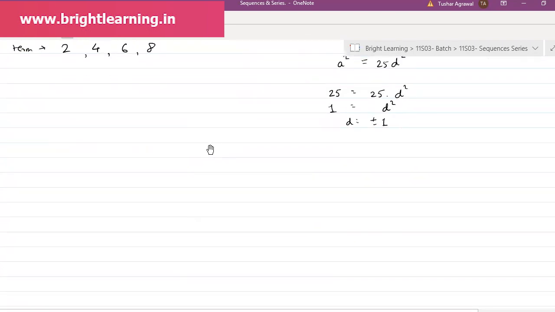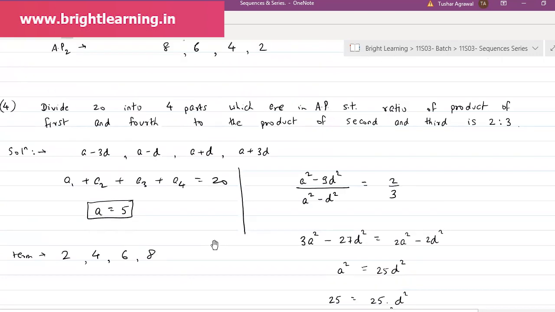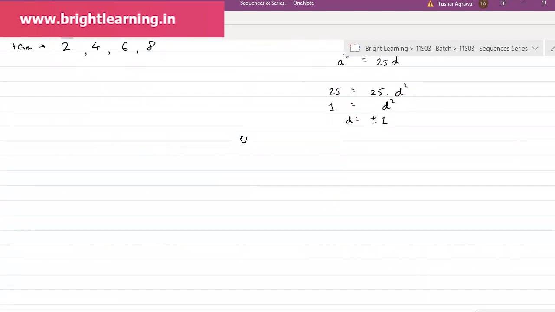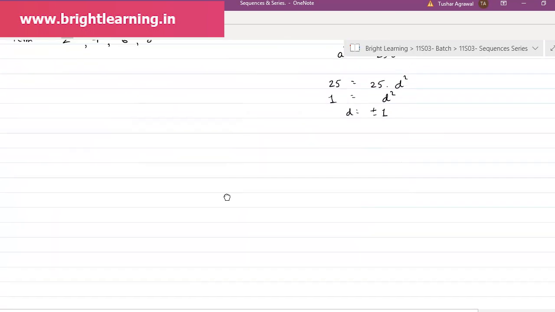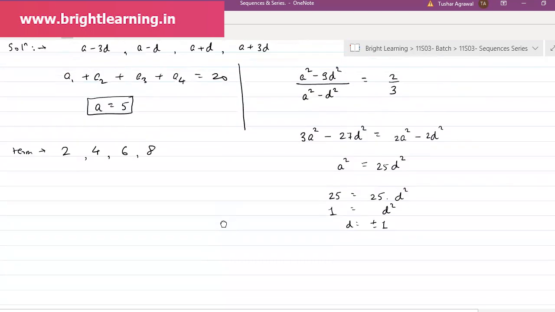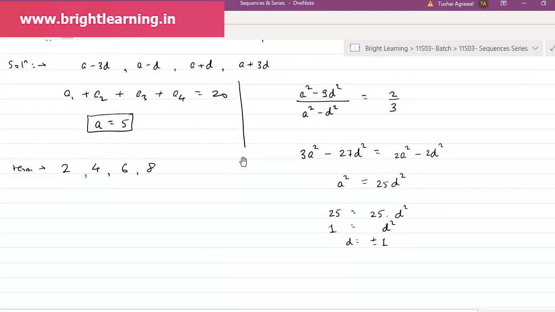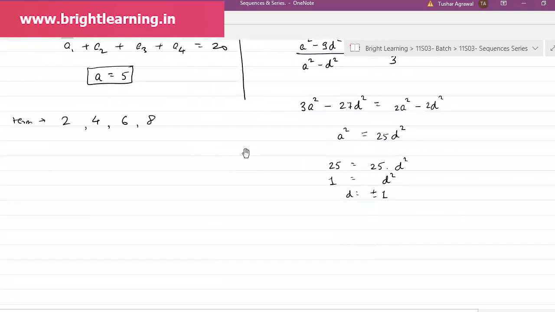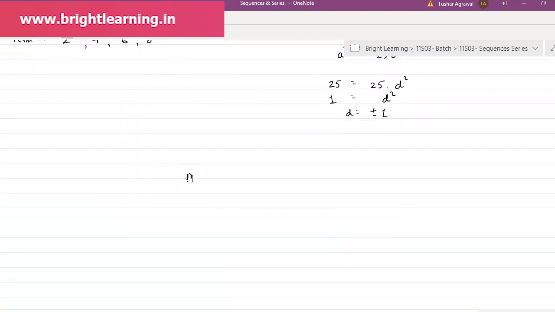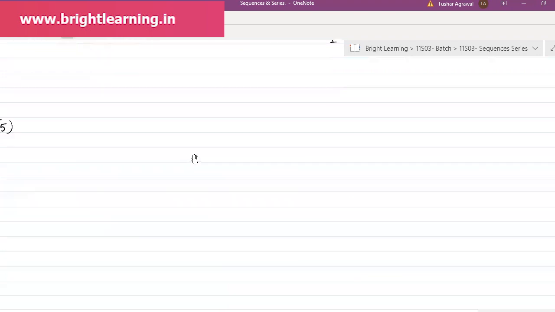Now, the property that we studied: if an arithmetic progression is given, and each term is increased or decreased or multiplied or divided by the same number, that is, all of them are increased by the same number, or all decreased, or all multiplied by the same number, then the new sequence is also an AP. Some questions based on that property. That property will be used in this question now.